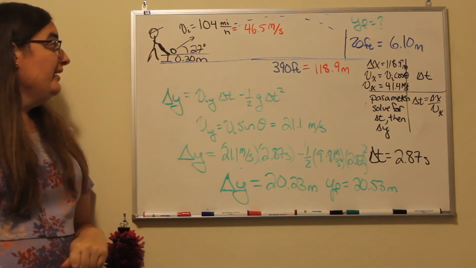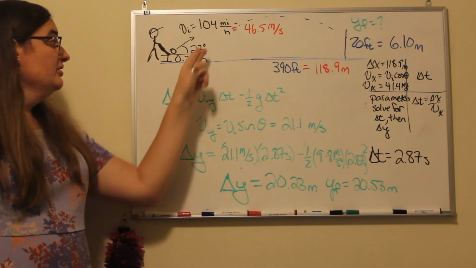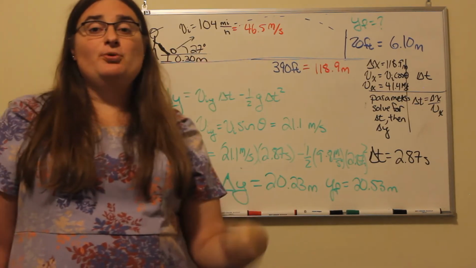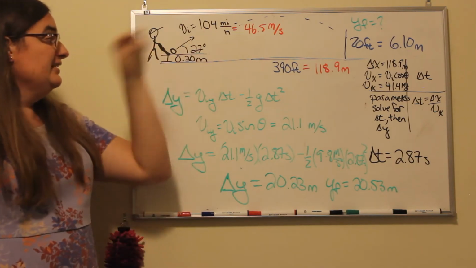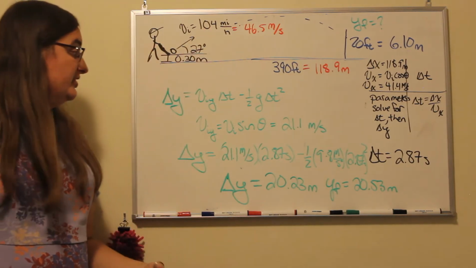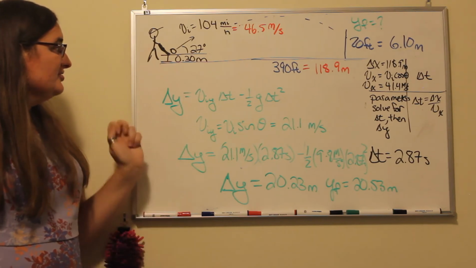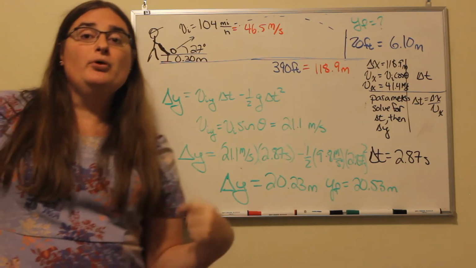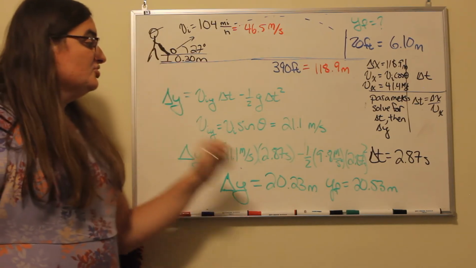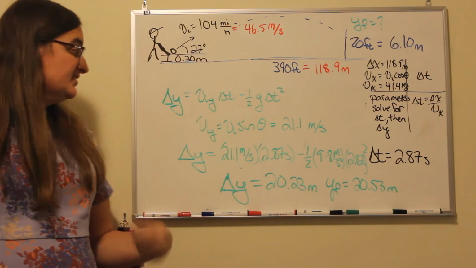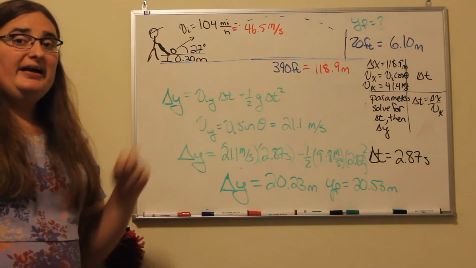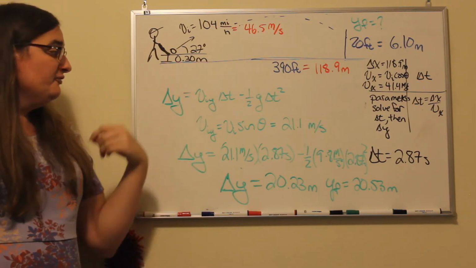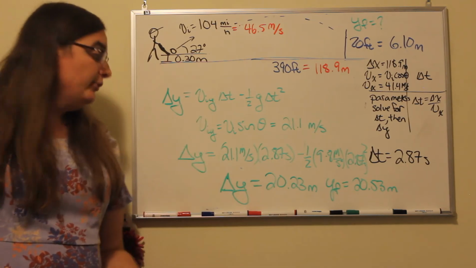If we look at our y direction, our initial velocity in the y direction is going to be our speed of 46.5 meters per second times the sine of 27 degrees. That means the ball is going to be traveling with an initial speed in the y direction of 21.1 meters per second. And it's traveling for a time of 2.87 seconds, so my change in y is my initial speed in the y direction times time, minus 1/2 times the strength of gravity times time squared.